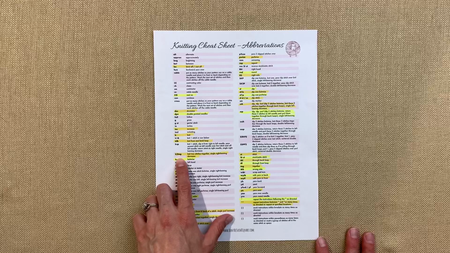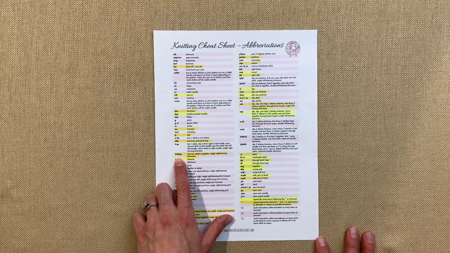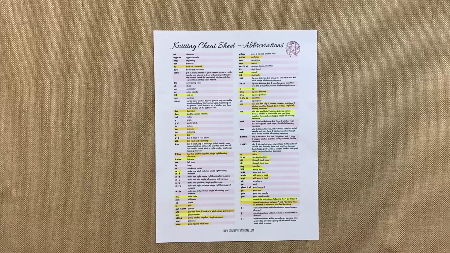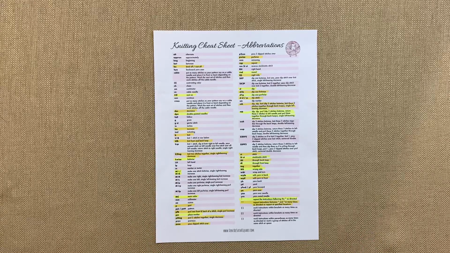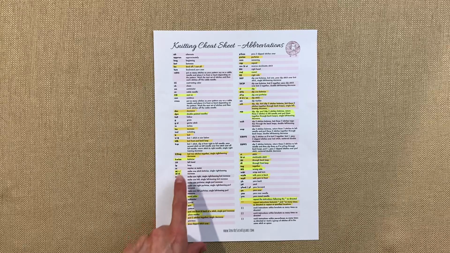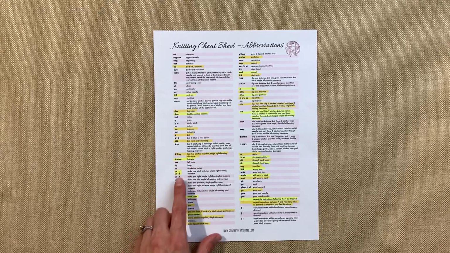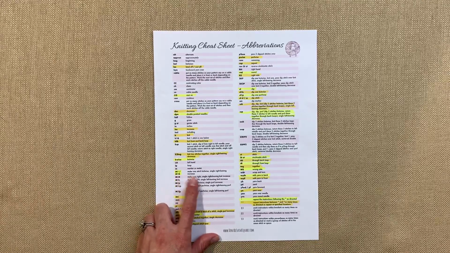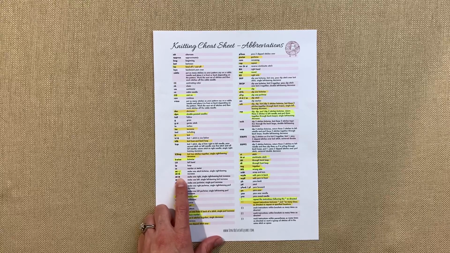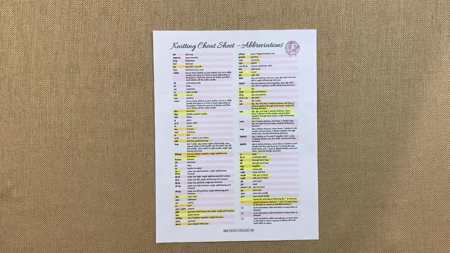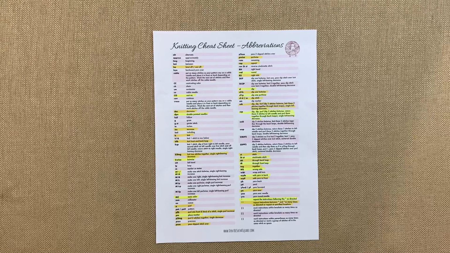We have knit 2 together, which is K2TOG, which means knitting 2 together. So that's a decrease in stitches. K-wise means knitwise. So when we're slipping stitches, which means we are not knitting them, we're just slipping them from one needle to the next. This is where they will tell you if you're going to slip them knitwise or purlwise. So K-wise means knitwise. Make one stitch is M1 or M1K, depending on who wrote the pattern. It means to make one stitch knitwise.